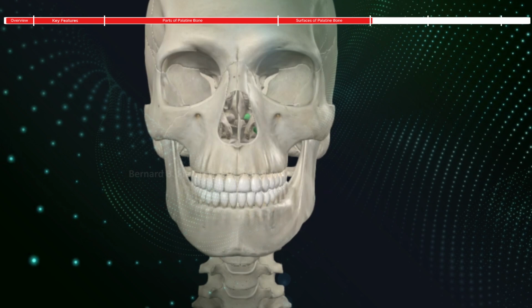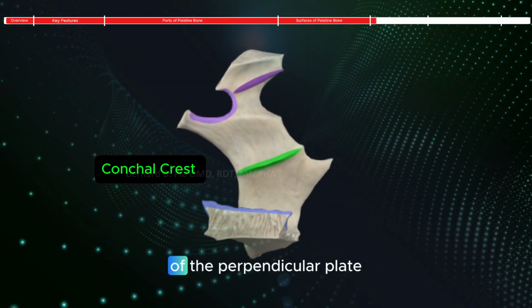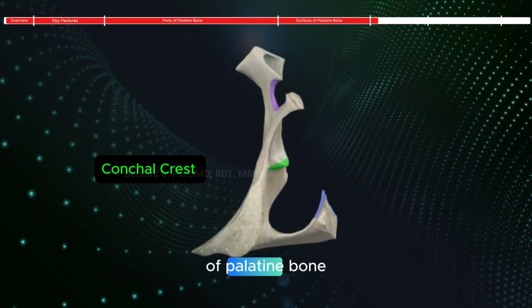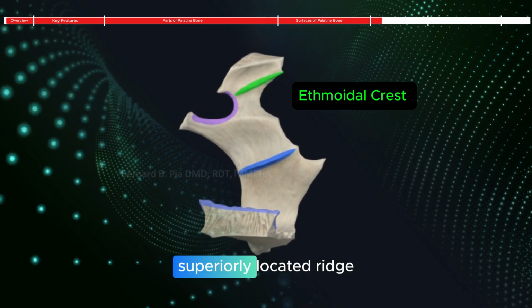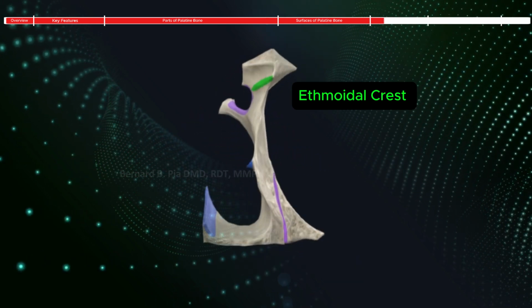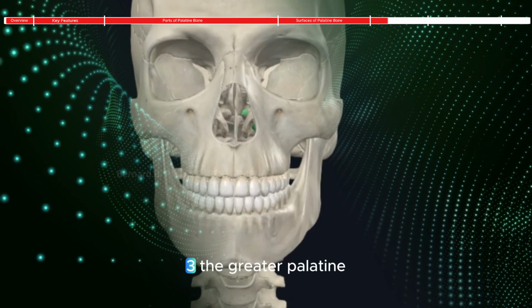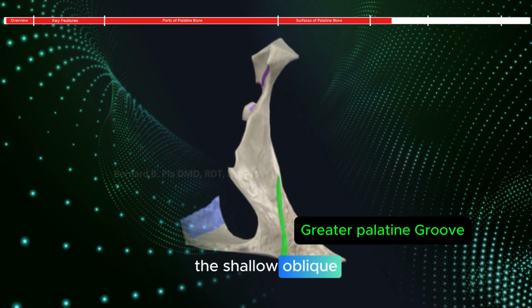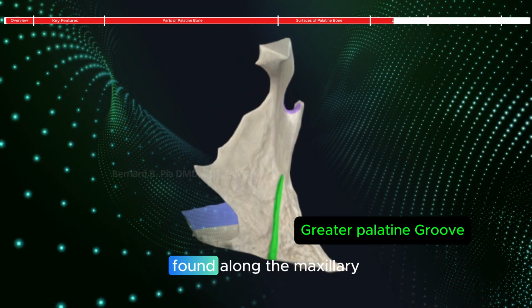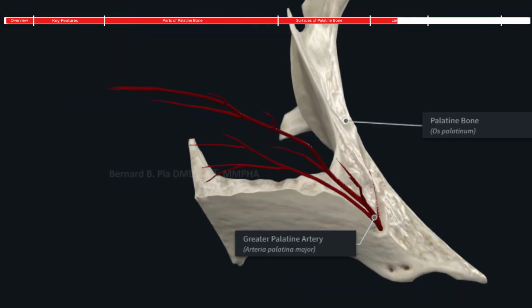The conchoid crest is the horizontal, centrally located ridge found along the nasal surface of the perpendicular plate of palatine bone. 2. The ethmoidal crest is the oblique, superiorly located ridge found along the nasal surface of the perpendicular plate of palatine bone. 3. The greater palatine groove, greater palatine sulcus, is the shallow, oblique, inferiorly located depression found along the maxillary surface of the perpendicular plate. This canal allows for the passage of the greater palatine nerve and vessels.